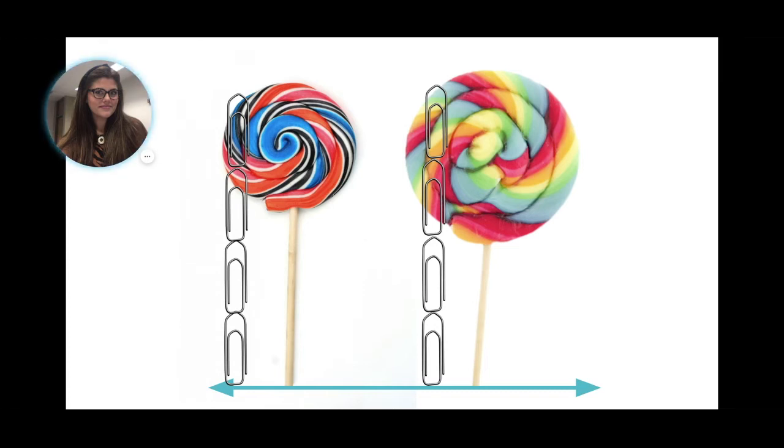That's right, we count 4. And what about the amount of paper clips that we count on the red and blue one next to it? That's right, we also count 4. So because both of the lollipops are about 4 paper clips in length, what do we say, Keeble Cubs?